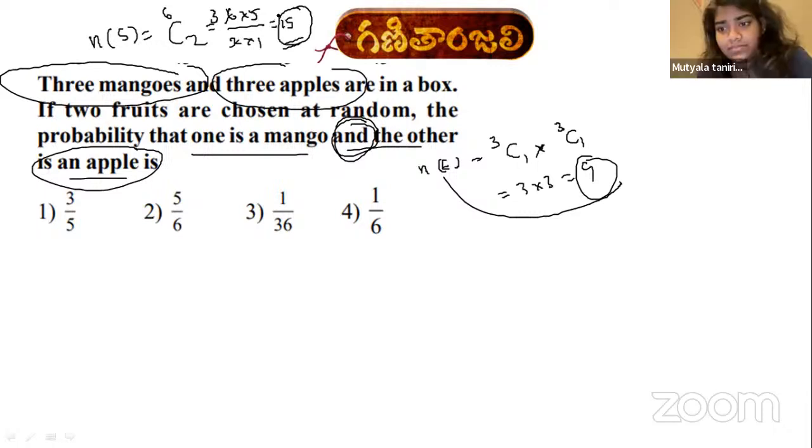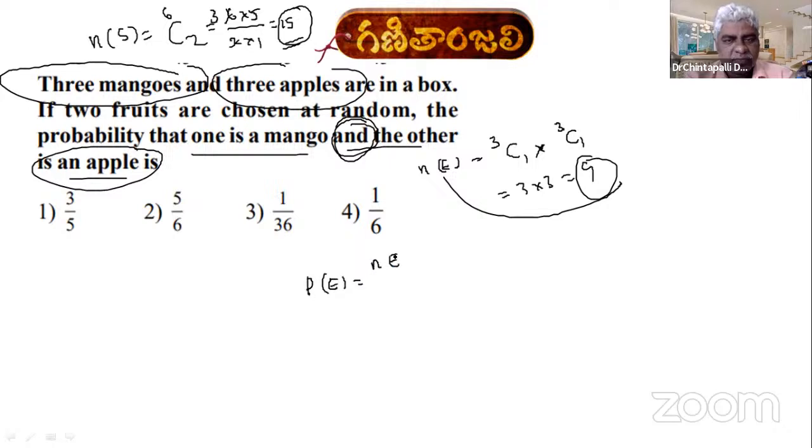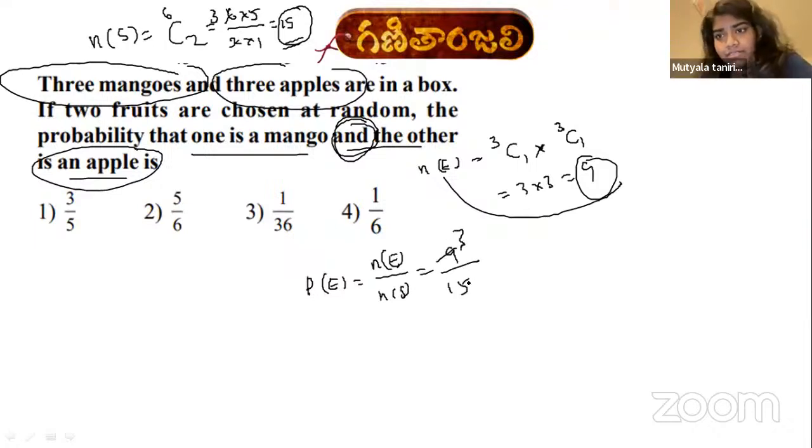So P of E is equal to n of E by n of S, which is 9/15. 3 3s are 9, 5 5s are 15, so that is 3/5. Option 1.